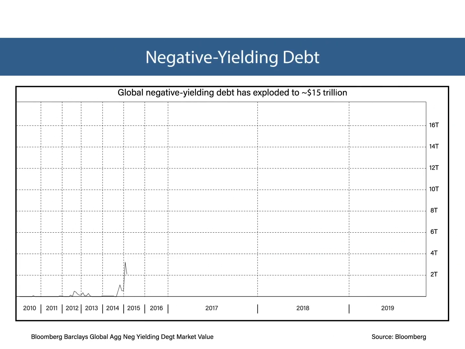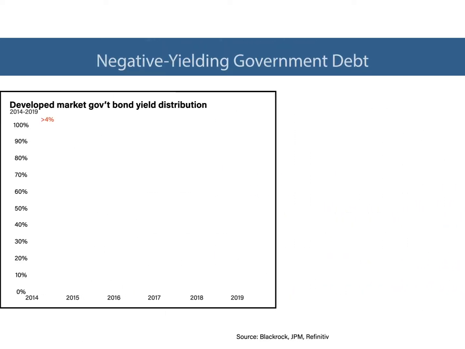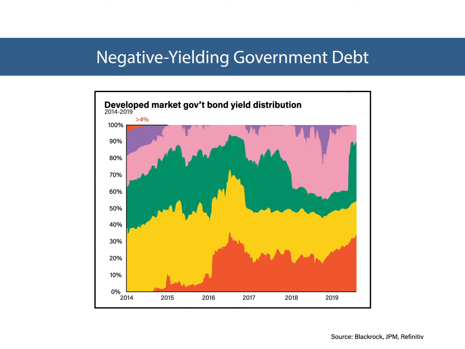Prior to 2014, there had never been any negative yielding debt. As the price of oil dropped in 2015, central banks around the world started to accelerate quantitative easing. This increased negative yielding global debt to about $8 trillion, where it stayed until 2018. Since then, we've subsequently seen an acceleration to the point where we are now at about $15 trillion. This makes up about 30% of total developed market government bonds, which is shocking.